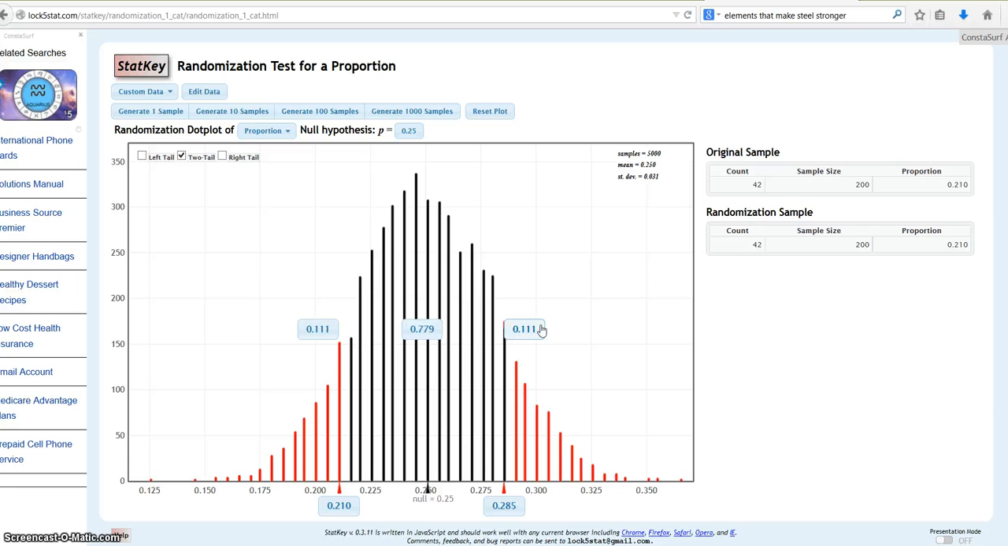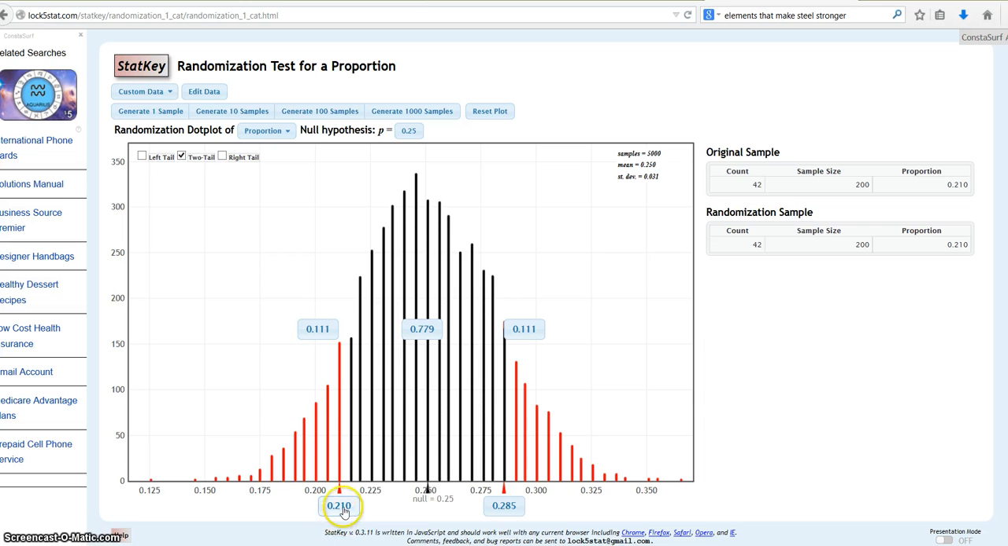So if you see something crazy like that, probably what you did is you entered it into the wrong box. If your observed proportion is less than the null hypothesis, then you want to put it in the box down here below. If it's greater than your null hypothesis, then you're going to want to put it up here above.